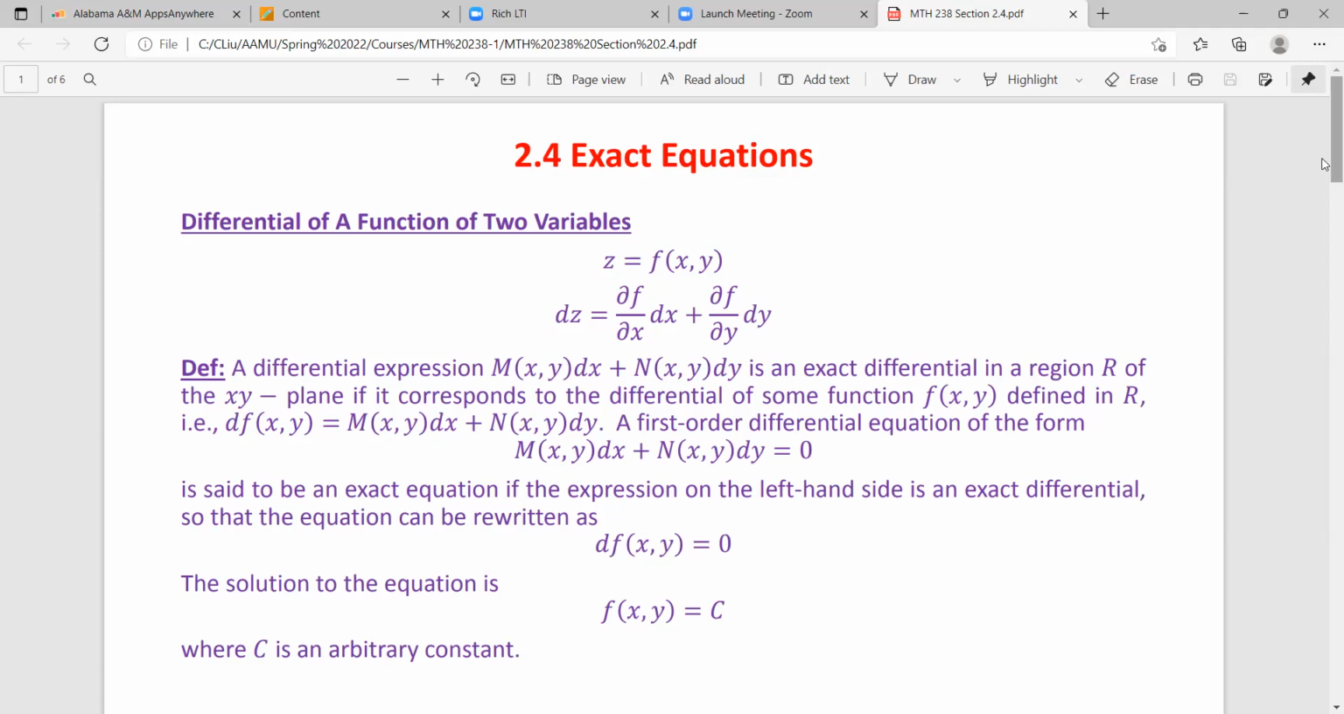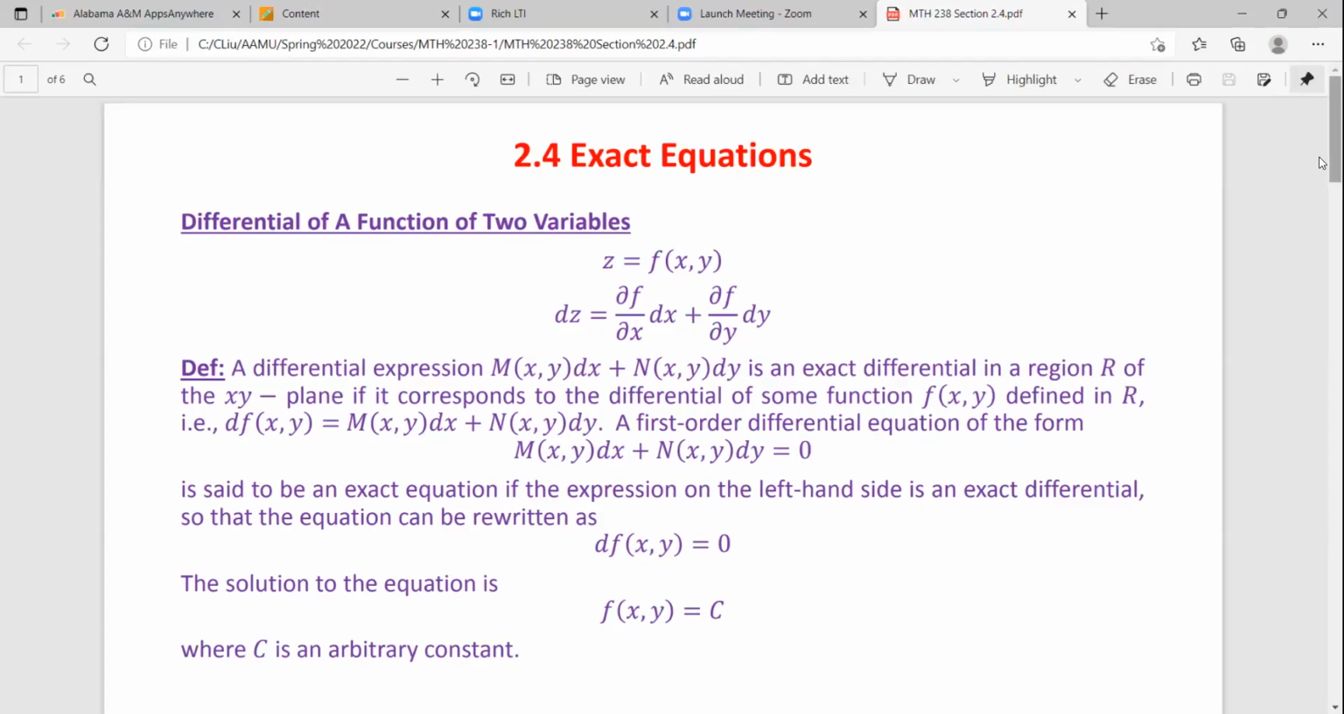So let's just talk about the differential of a function of two variables. Because we know that the differential of a function with one variable, f of x, is just the derivative of f times dx. So that's f prime dx. In the case where a function z has two variables, x, y, so z is a function of both x and y, then how do you define the differential?